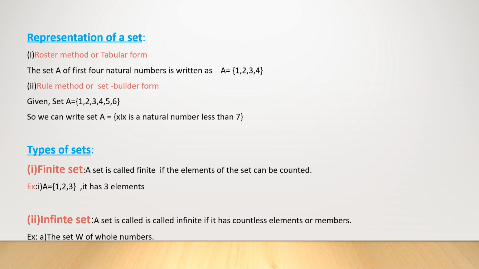Types of sets. Finite set. A set is called finite if the elements of the set can be counted. Example: A = {1, 2, 3}. It has 3 elements. Infinite set. A set is called infinite if it has countless elements or members. Example: the set W of whole numbers. The whole numbers start from 0 and go up to infinity.